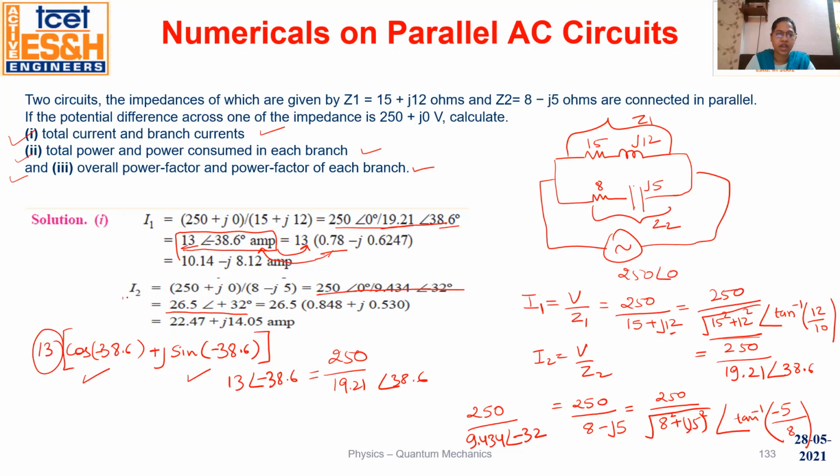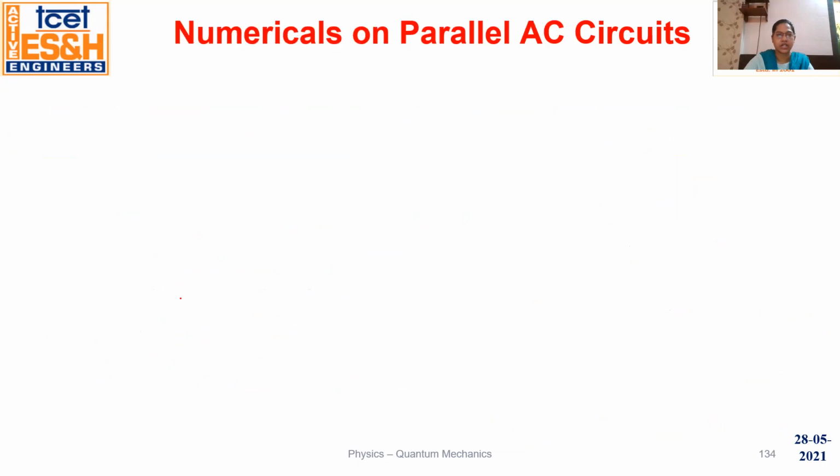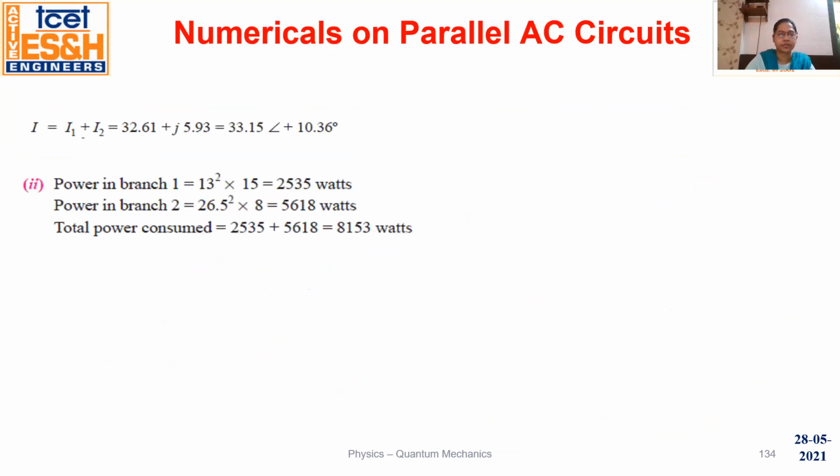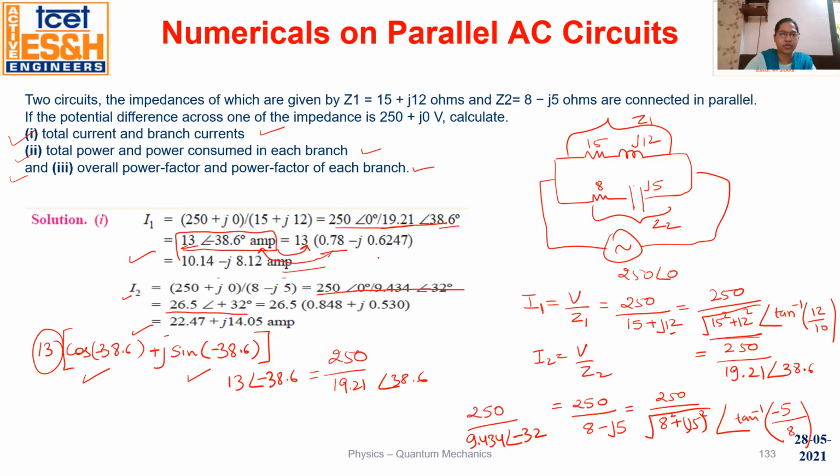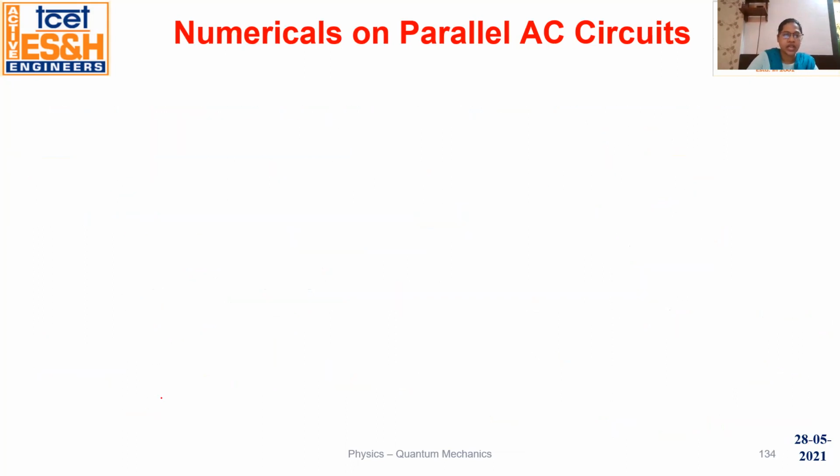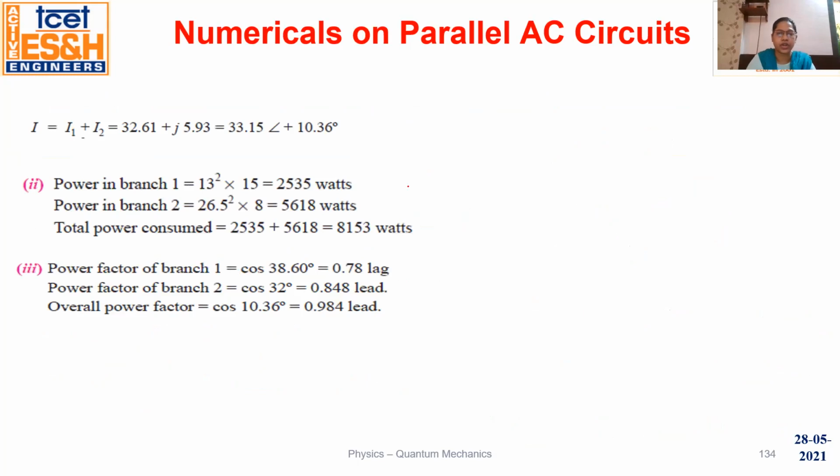In this same way, I2 you can find. So I1 is 10.14 minus J8.12 ampere, and in the similar manner, the I2 is 22.47 plus J14.05 ampere. So these two are the branch currents. Okay. Now we have to calculate the total current also. So in the next slide, we calculate the total.